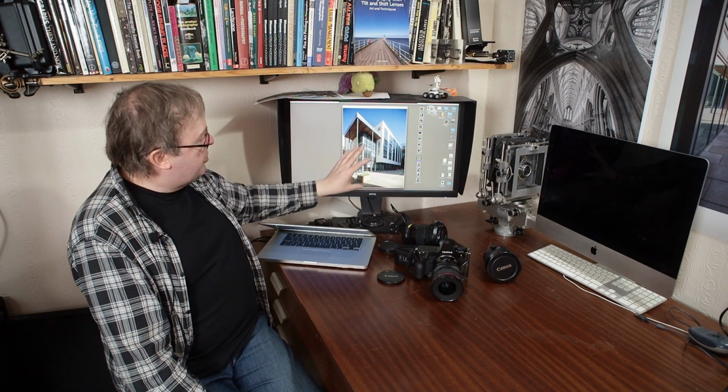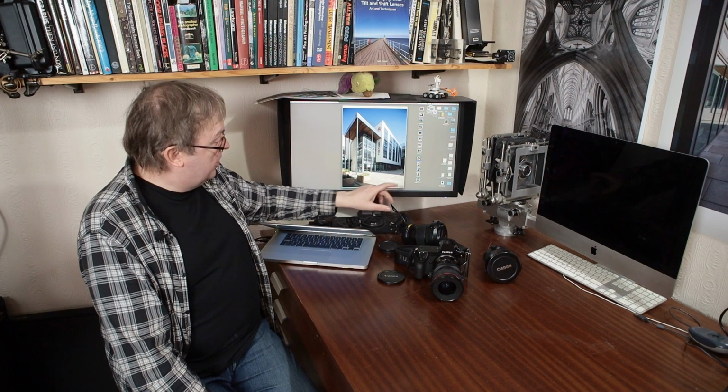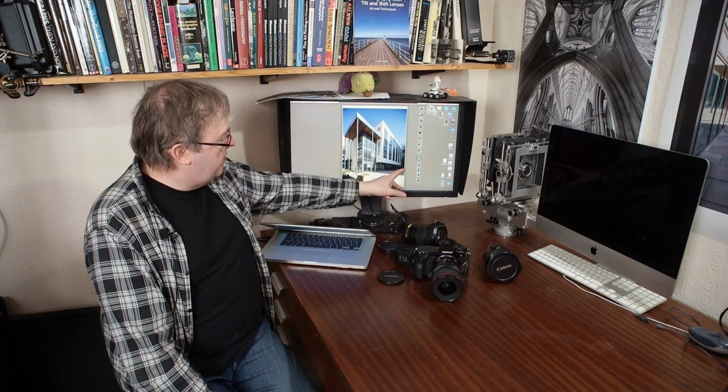But there we go, picture of the yard. Now in this particular shot, there's a place right down in the corner of here that I use for looking at wide angle coverage.